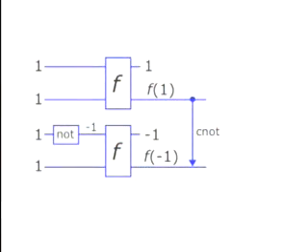Here's a classical network that finds the answer using two instances of the oracle. This is a controlled NOT gate, which we're using in its capacity as an exclusive OR gate.